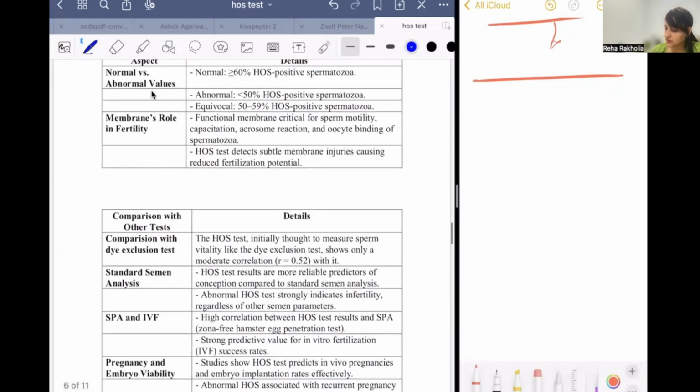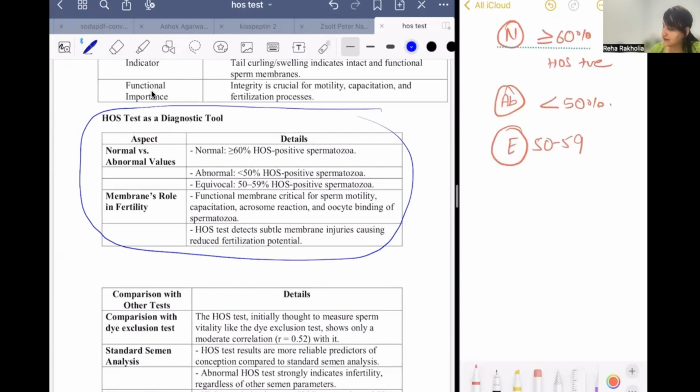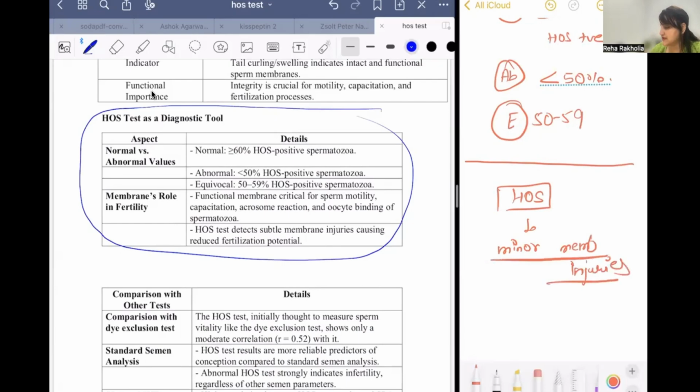See, now we'll talk about the HOS test as a diagnostic tool. Normal is when there are more than or equal to 60% HOS positive spermatozoa. Abnormal is less than 50% HOS positive spermatozoa. Equivocal is 50 to 59% HOS positive spermatozoa. Now, see, membrane role in fertility: the HOS test helps detect even minor membrane injuries, which might reduce fertility. It even tells minor membrane injuries.